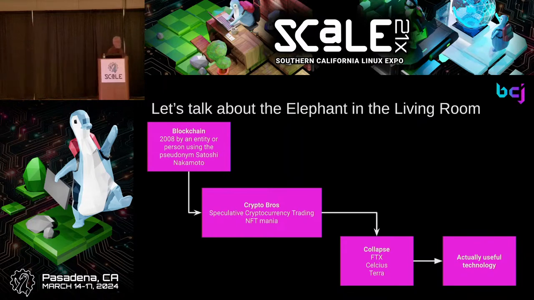And then we had the collapses. FTX is the big one. Celsius was another one. Terra and Luna, where the money just disappeared.